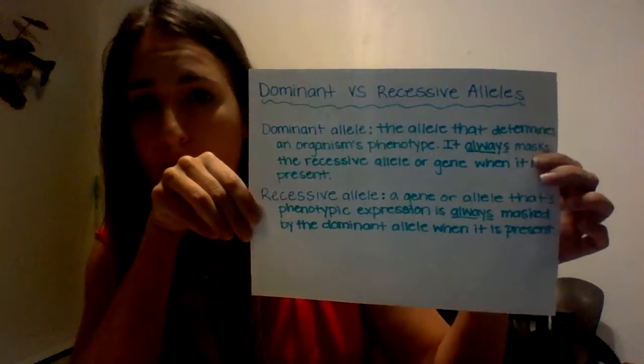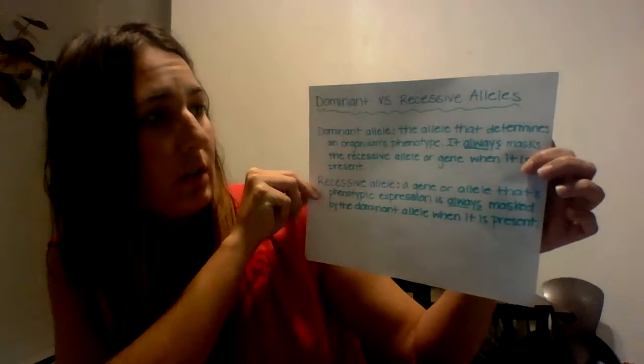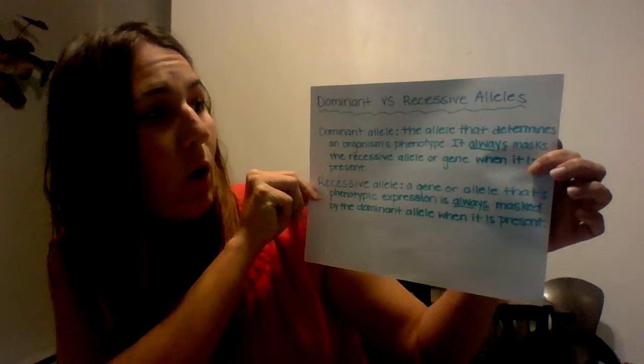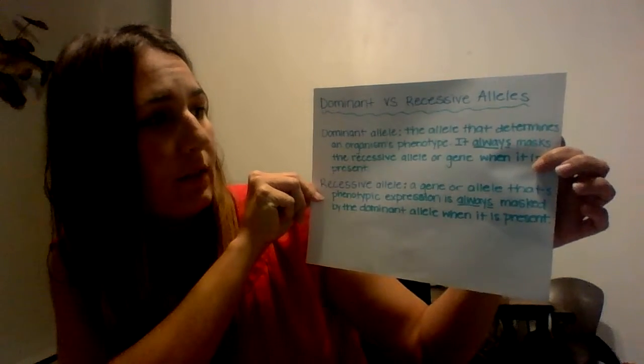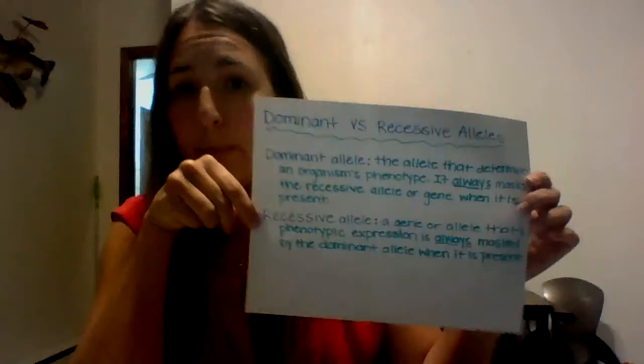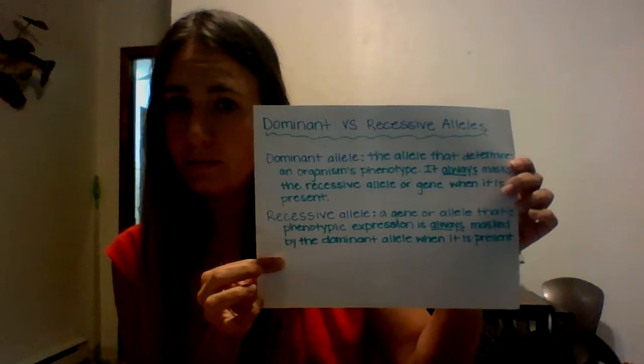And so I did just mention that the dominant trait in a person's genotype is going to be represented with a capital letter. So what that means is a dominant trait is the allele that always shows. So the allele that determines an organism's phenotype. It always masks the recessive allele or gene when it is present. Whenever the dominant trait is present, it's as if the recessive allele does not exist.